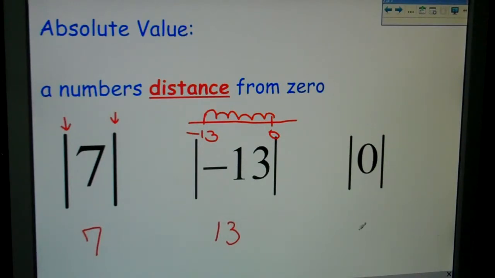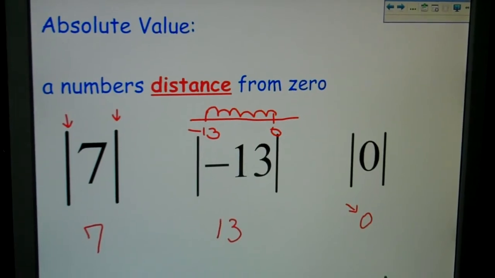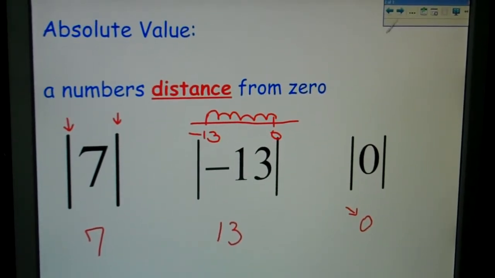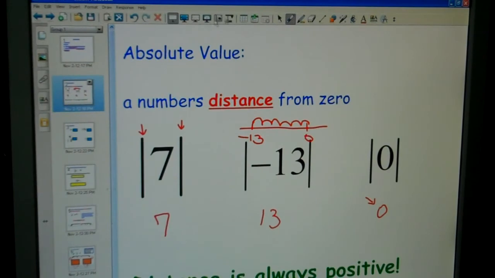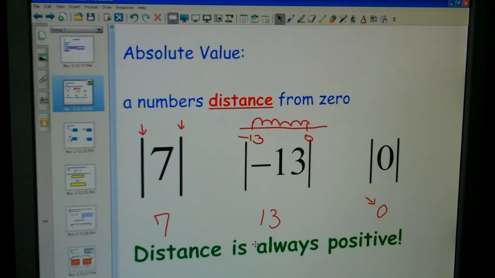What's the absolute value of 0? How many spaces from 0 is 0? It's 0. The answer is just 0. The big point here is absolute value is positive. Distance is always positive. Can you run negative miles? No. Distance is always positive. Let's bring that up a little bit. That's going to be important.